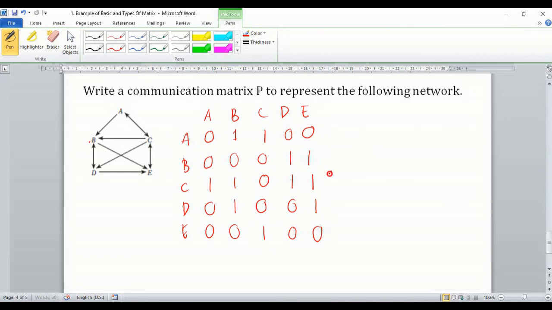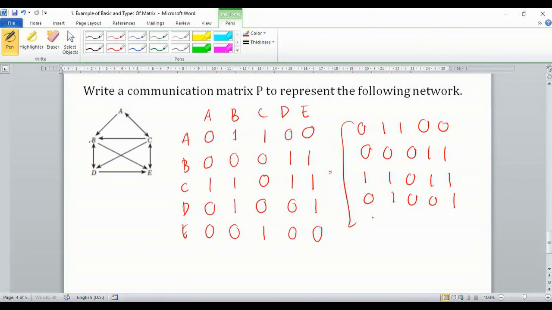So this one is the matrix 0 1 1 0 0, 0 0 0 1 1, 1 1 0 1 1, 0 1 0 0 1, 0 0 1 0 0. So this one is a 5 by 5 matrix. Okay, everyone, I hope you understand.